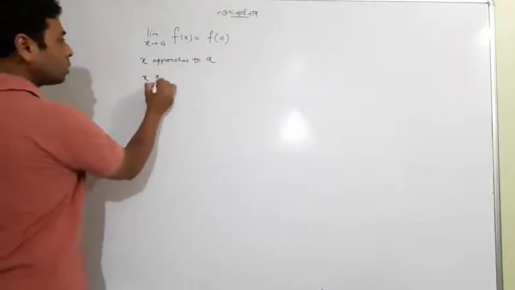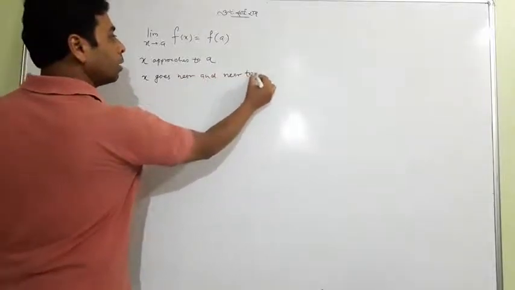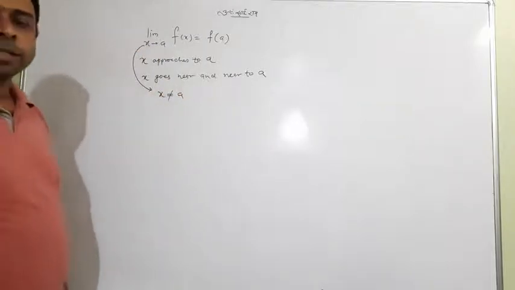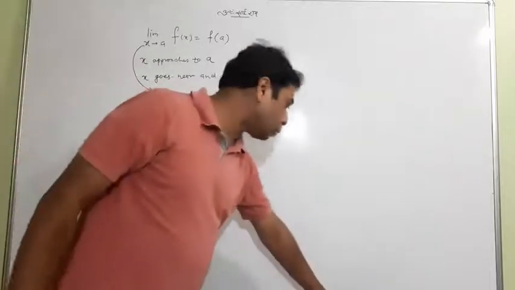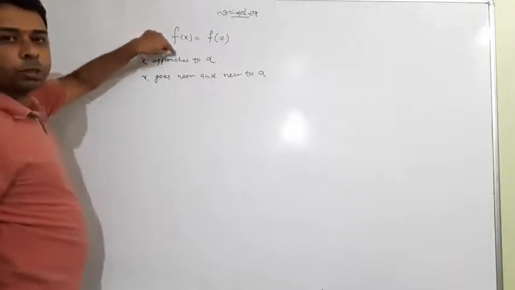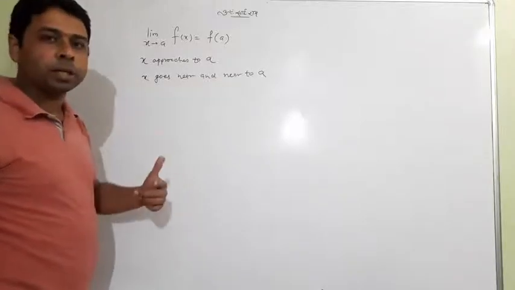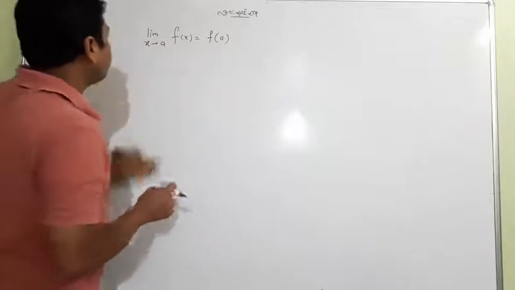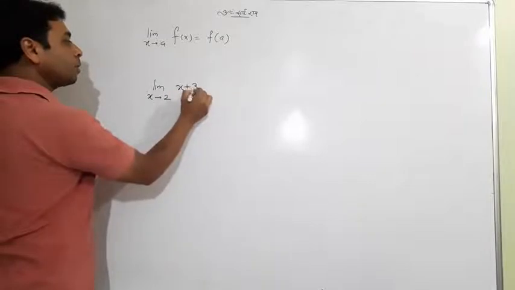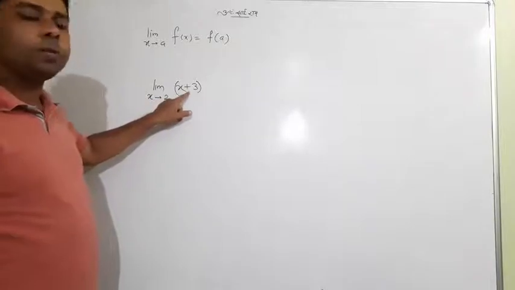X goes near and near to a. It never means that x is equal to a. So finally I would say that it completely means that x is approaching to a. And what does it mean that x is approaching to a? Actually, if I put one example to you, suppose you have limit x tends to 2 of x plus 3, so what is its answer?